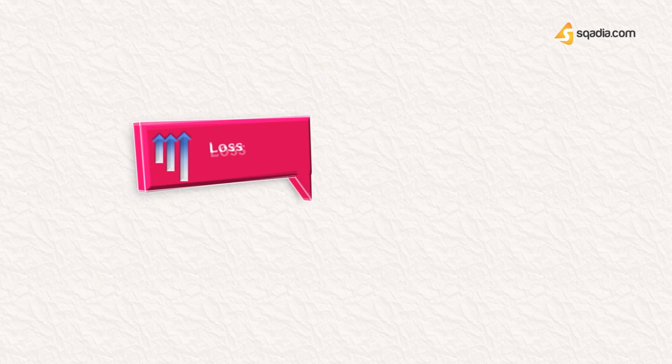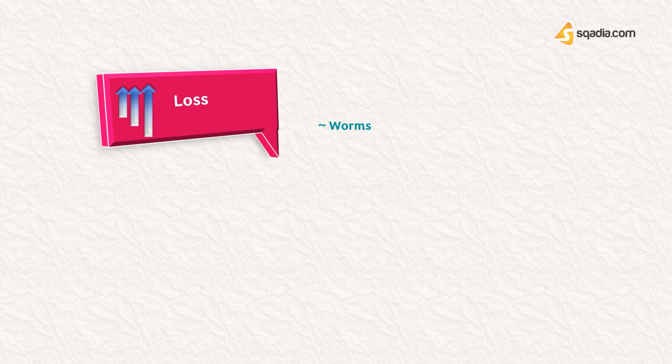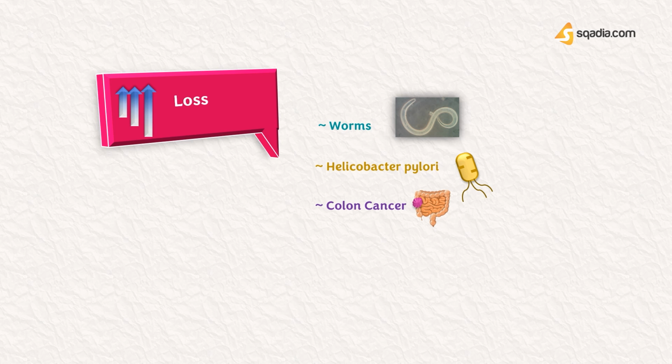Increased loss of iron can be because of worms, typically hookworm, which sucks out the blood. Helicobacter pylori consumes iron from the gut. Colon cancer promotes iron loss. Moreover, bleeding from heavy menstruation and gastric ulcers play a significant role in iron loss.